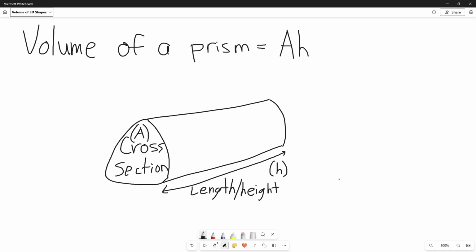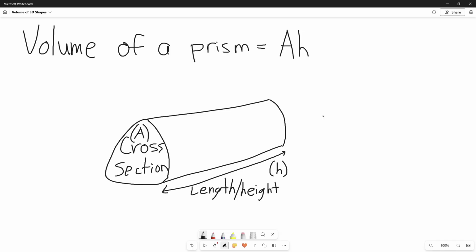Prisms are 3D shapes that have two identical base shapes connected by parallel edges. So you can see one base right here, and the other base is at the other side, not visible, but it has the same base shape all the way through, and a prism takes its name from its base. So there are multiple types of prisms.